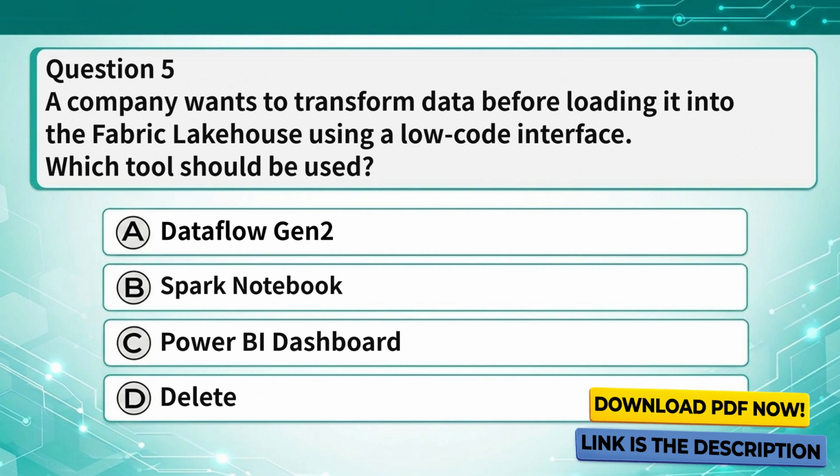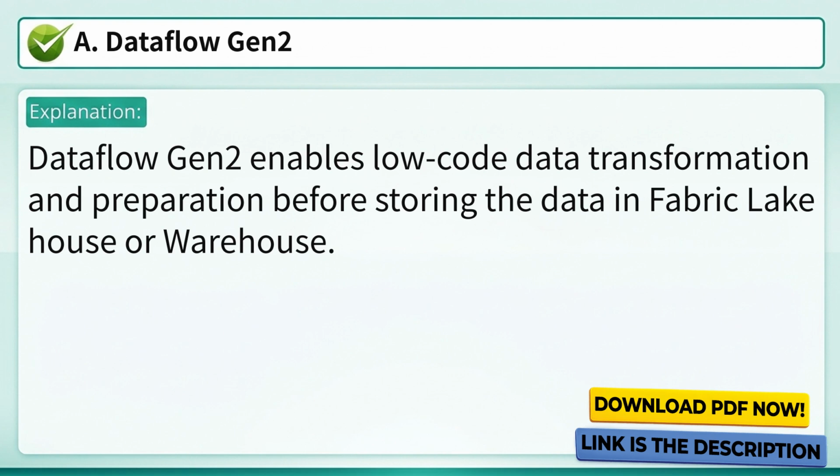Question 5. A company wants to transform data before loading it into the Fabric Lakehouse using a low-code interface. Which tool should be used? A. Dataflow Gen 2. B. Spark Notebook. C. Power BI Dashboard. D. Delete. Correct answer, A. Dataflow Gen 2. Explanation: Dataflow Gen 2 enables low-code data transformation and preparation before storing the data in Fabric Lakehouse or Warehouse.